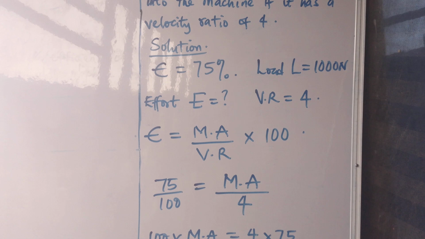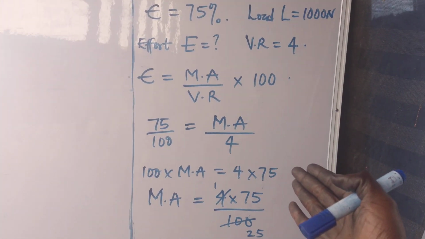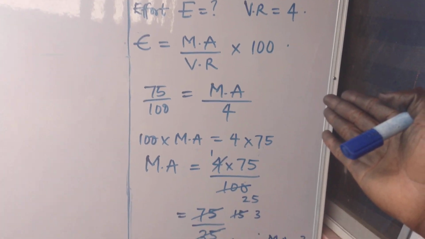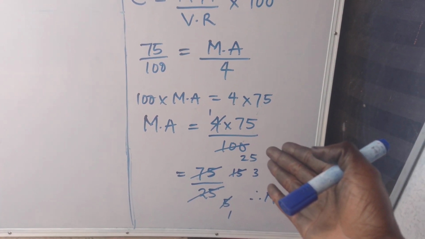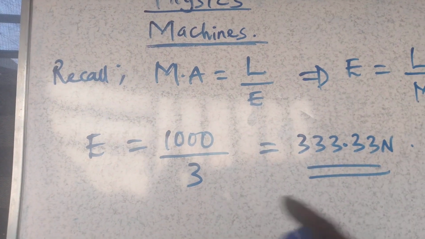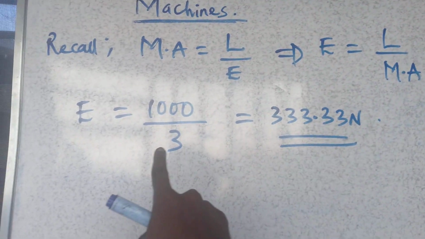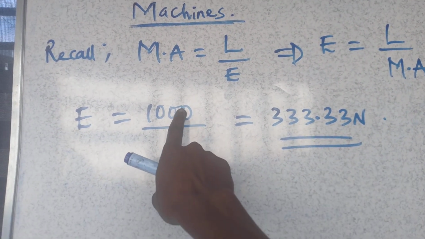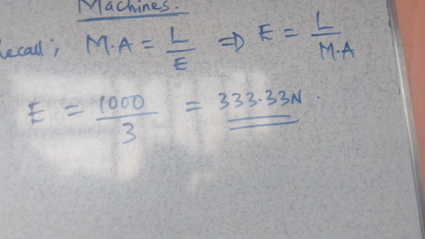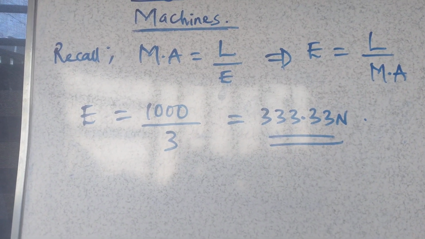Just observe the steps we took again. How we listed out the parameters. Then we wrote the formula for efficiency, MA over VR times 100. Then we made MA the subject of the formula, and we had the mechanical advantage as 3. Then we continued: MA is load over effort, making effort the subject of the formula. Finally, effort is 1000 divided by 3, which is 333.33 newtons. Let's move over to the next question quickly.